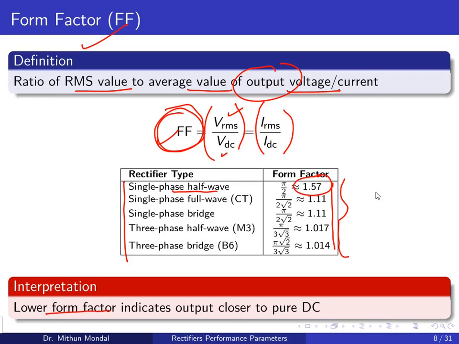A lower form factor indicates output closer to pure DC. Basically, the output we require is pure DC. So the form factor should be as low as possible. So we should have the lower form factor.